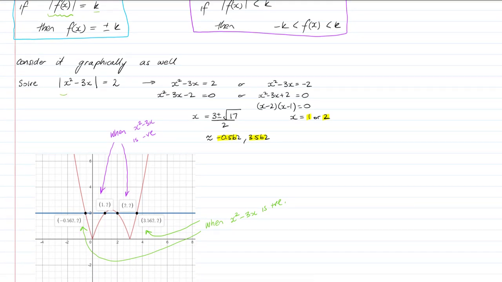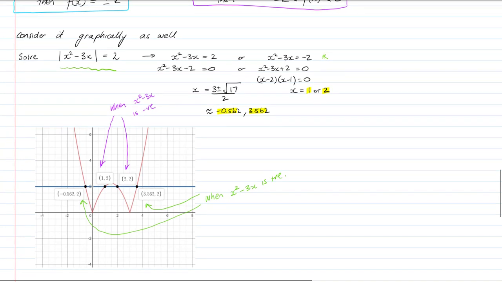I've got a function here: the absolute value of x squared minus 3x equals 2. That means that x squared minus 3x is equal to 2, or x squared minus 3x is equal to negative 2. Now, I've done some fun stuff here, and you may want to pause and have a look at how I've solved these quadratic equations. But it's telling you there are 4 solutions to this equation.